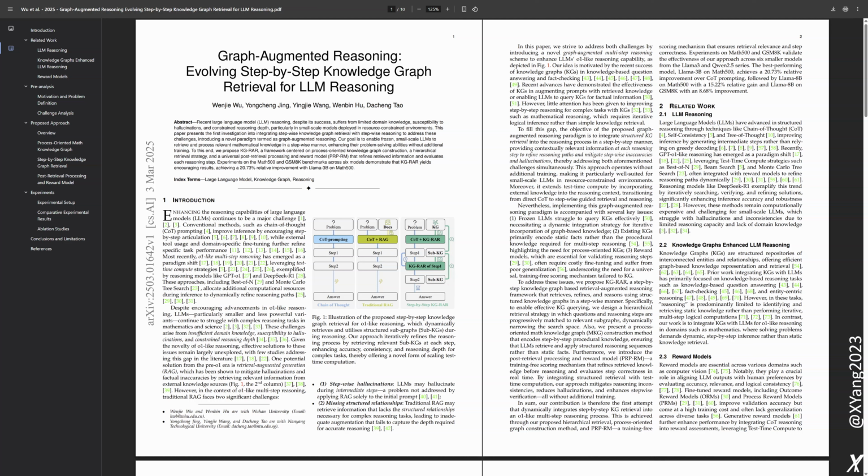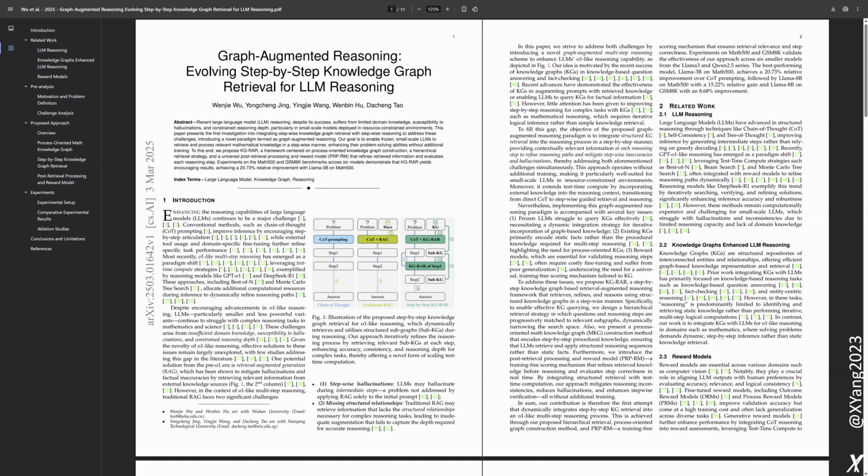And then to ensure that the LLM stays on the right track during that whole reasoning process, they developed another really clever piece of this puzzle. They call it the post-retrieval processing and reward model, or PRP-RM. PRP-RM. I'm going to need a cheat sheet or something to remember all of these acronyms. Right, there are a lot. But tell me more about what makes this PRP-RM so special. What does it actually do?